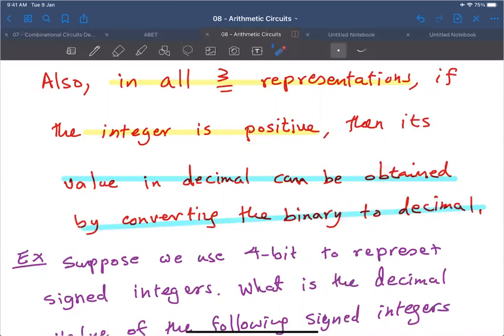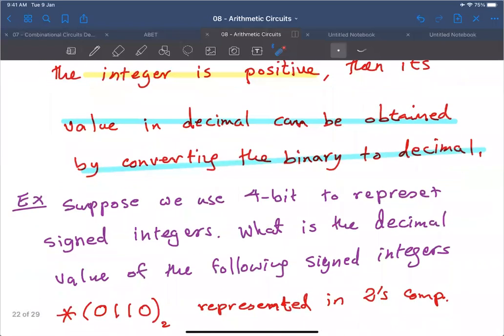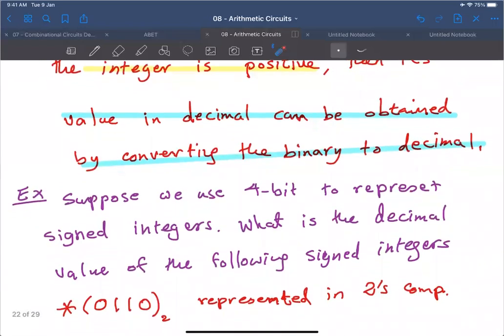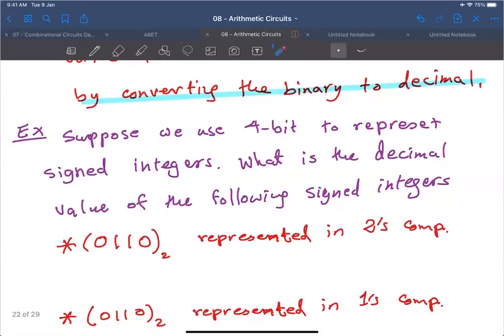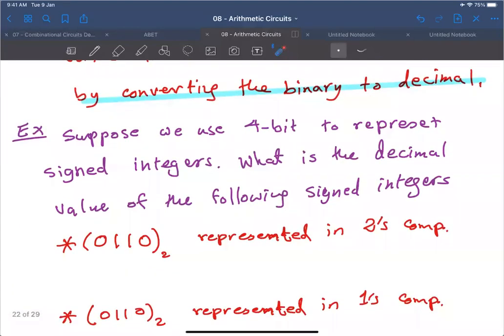Okay? Got it? Okay, so let's take an example to test your understanding now. Suppose that we use 4-bit to represent signed integers. What is the decimal value of the following signed integers? What is 0110 if it is represented in 2's complement? Who can answer this question? Just from the information that I gave you before.